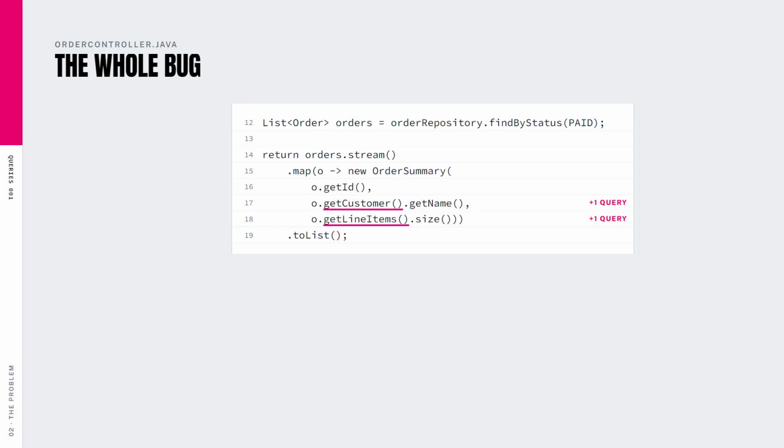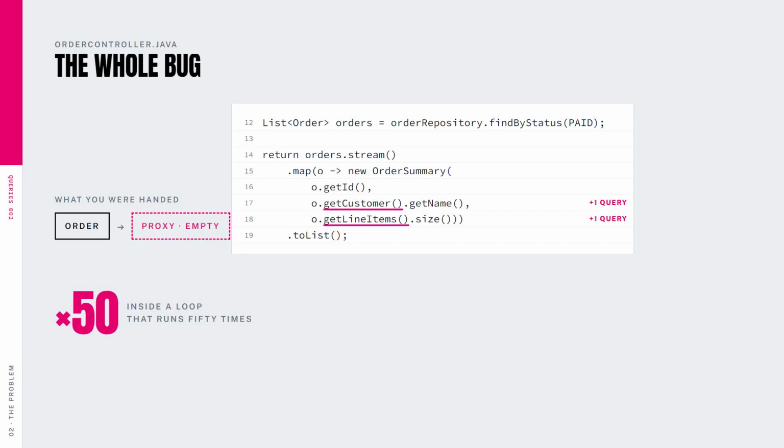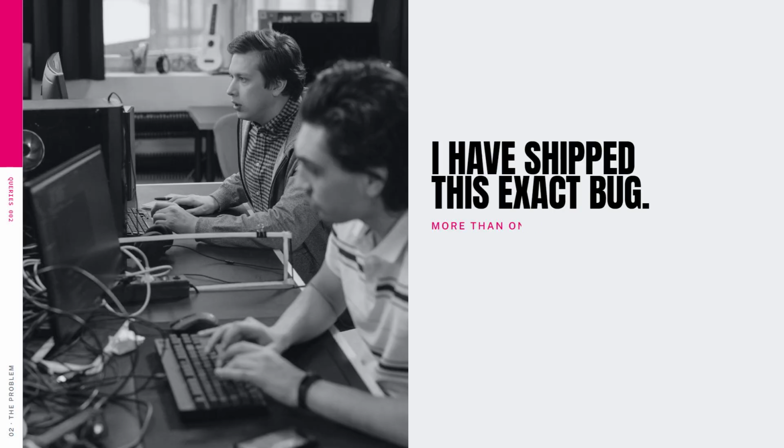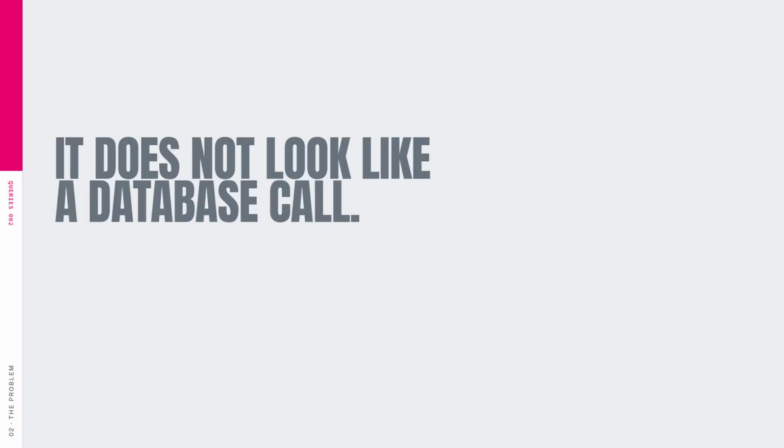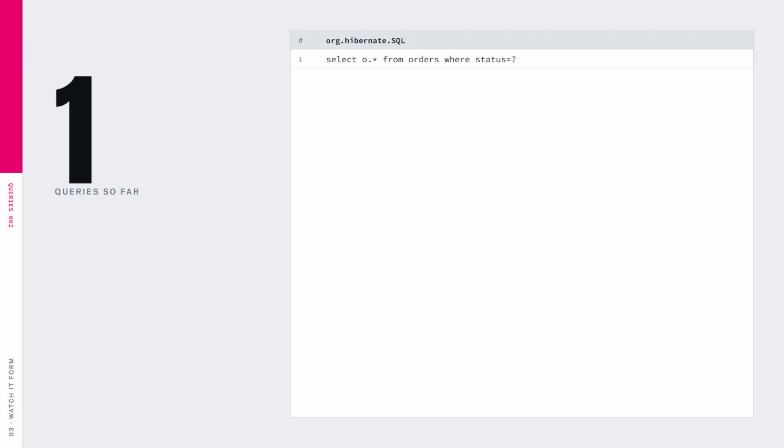Lazy means Hibernate did not load it. It handed you a proxy, a stand-in that looks exactly like a customer and is empty inside. Call getName on it, and it has to go and fetch the real thing, which means a query, one query for one order. And line items is the same story. An empty wrapper that fires a query the instant you ask how big it is. Now put both of those inside a loop that runs 50 times. And trust me, I have shipped this exact bug more than once, because it does not look like a database call. It looks like a getter. So let us go and watch it happen.